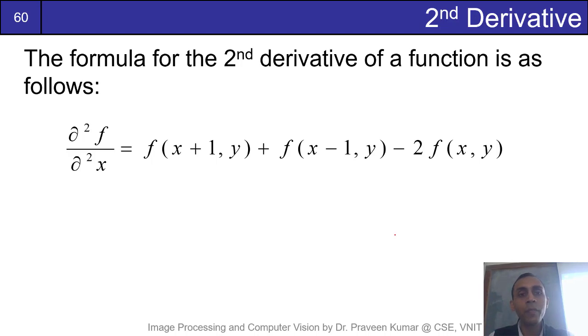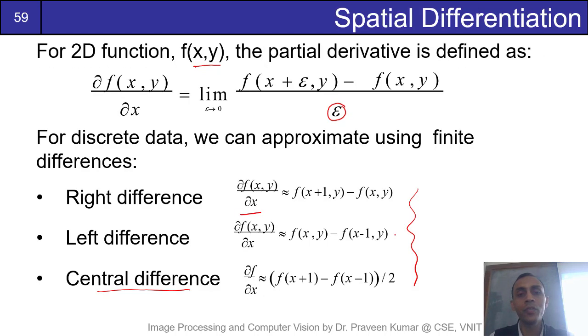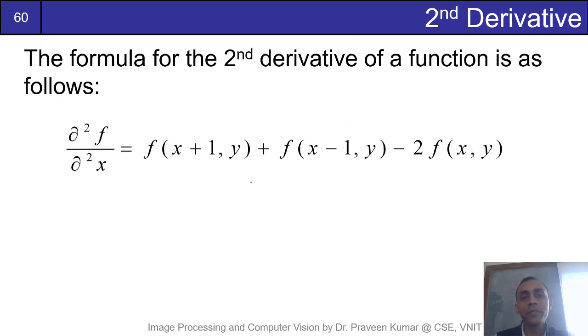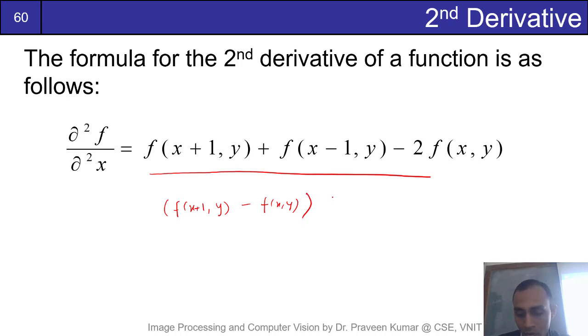Many times we'll also use second derivatives. How will we define the second derivative? If we take another derivative of this function, we get the second derivative. So at x comma y, you will get this, because again, if you take the forward difference, and then minus, this will get rearranged to this. So basically, adding the left and the right neighbor, subtracting 2 times the current value.